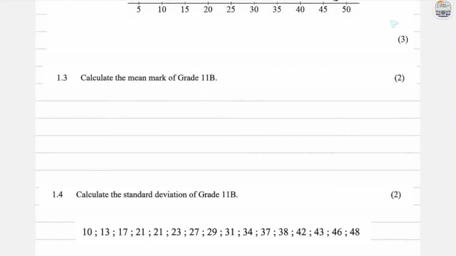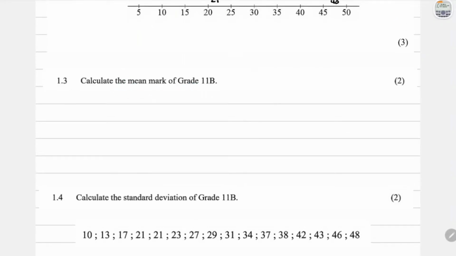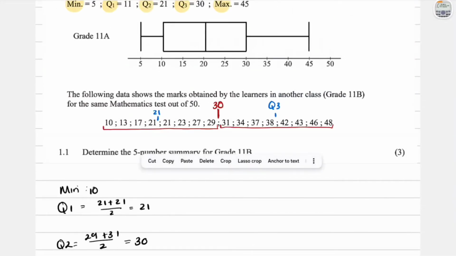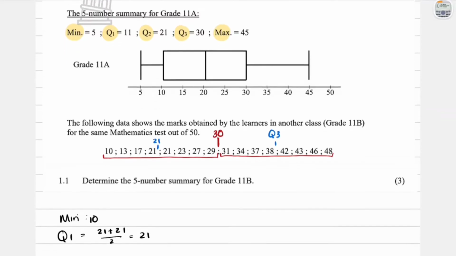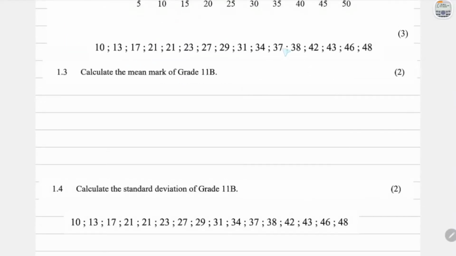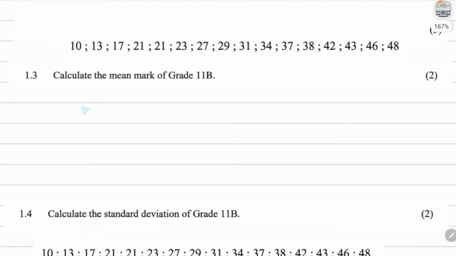Then we move on to 1.3. And it says, calculate the mean mark of the grade 11B. Okay, so calculating the mean mark, we need the data set. So we're going to use this data set and calculate the mean mark. Okay, so here are our values. To calculate the mean, you're going to add all the numbers up together and then divide by the number of values you have. Okay, so I'm going to add the numbers up together first.